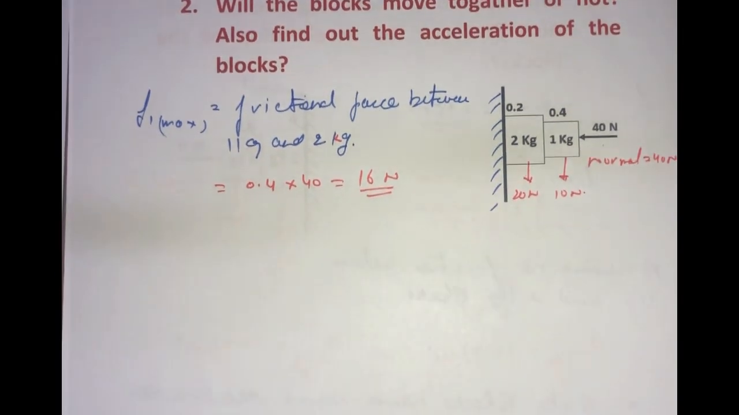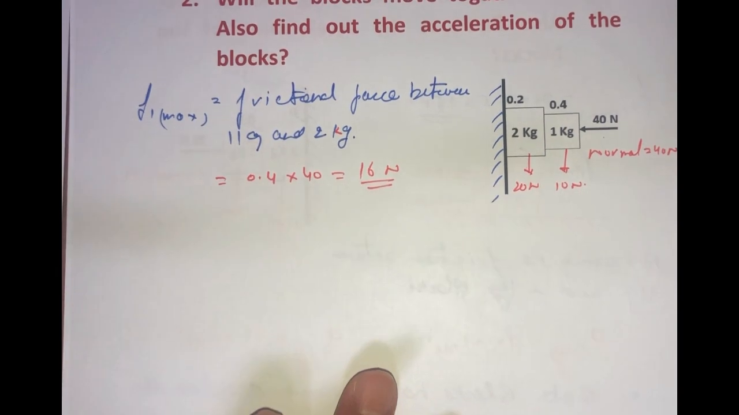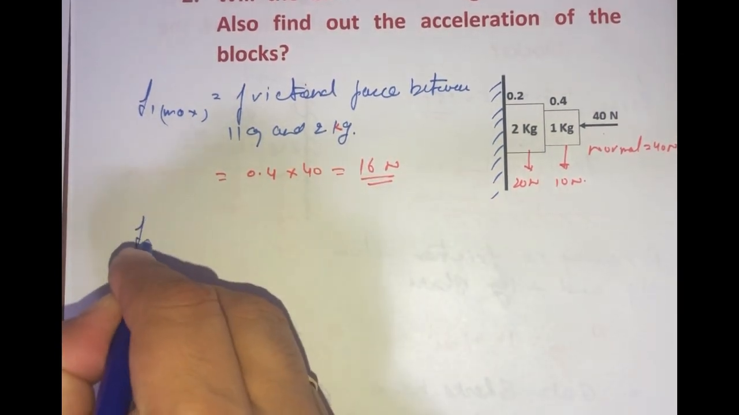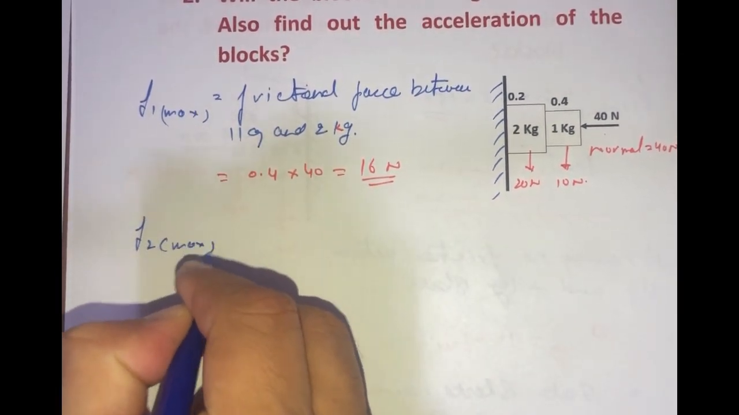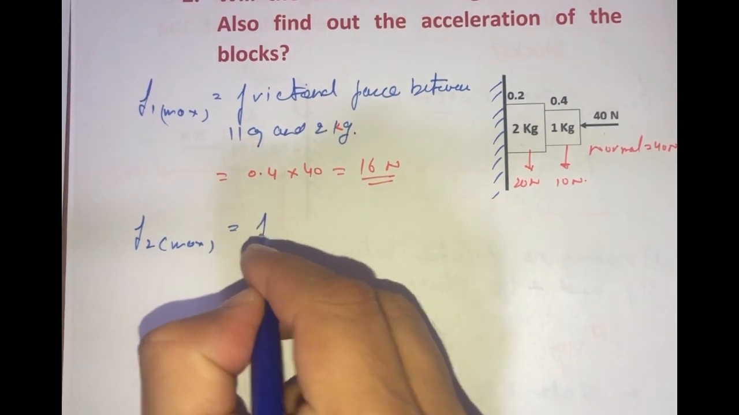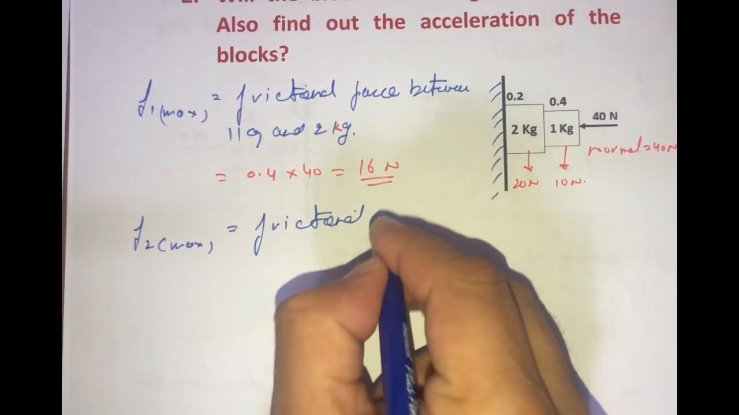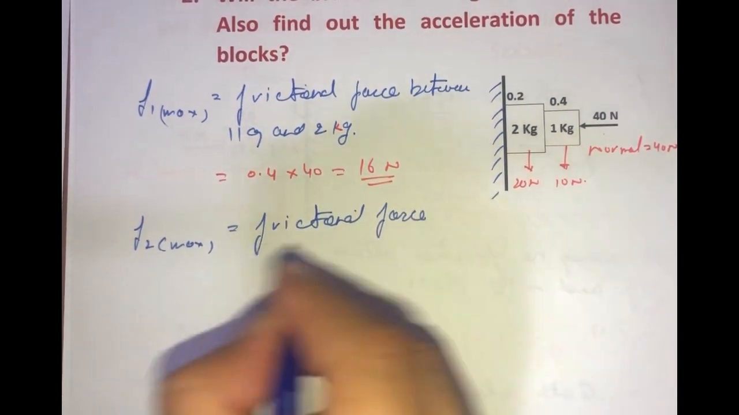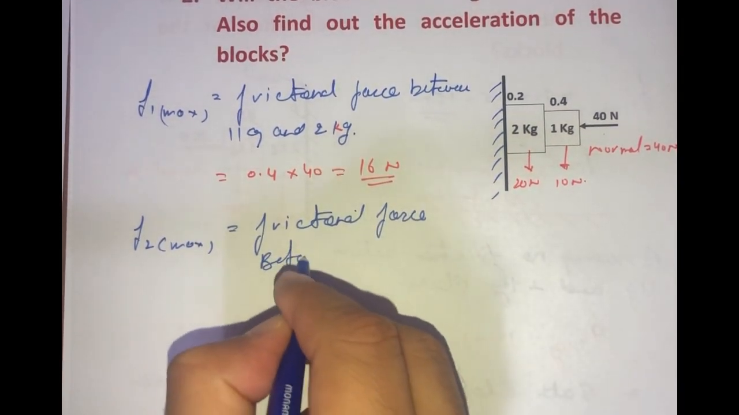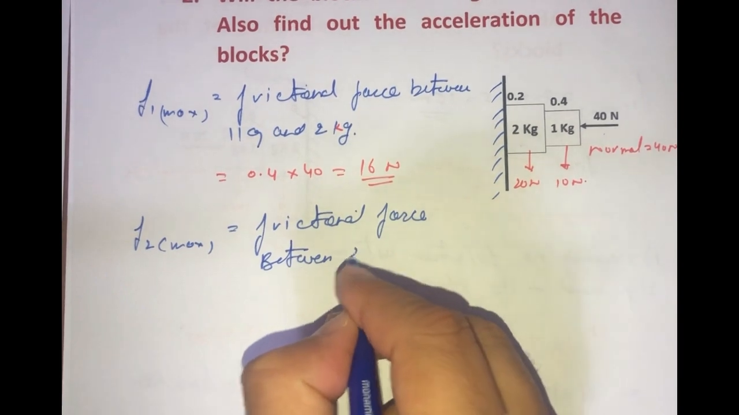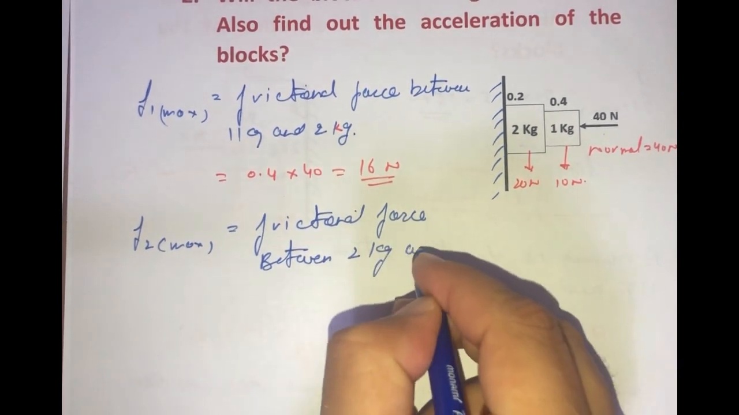And similarly, we find out F2 max, which is the frictional force between the 2 kg and the wall.